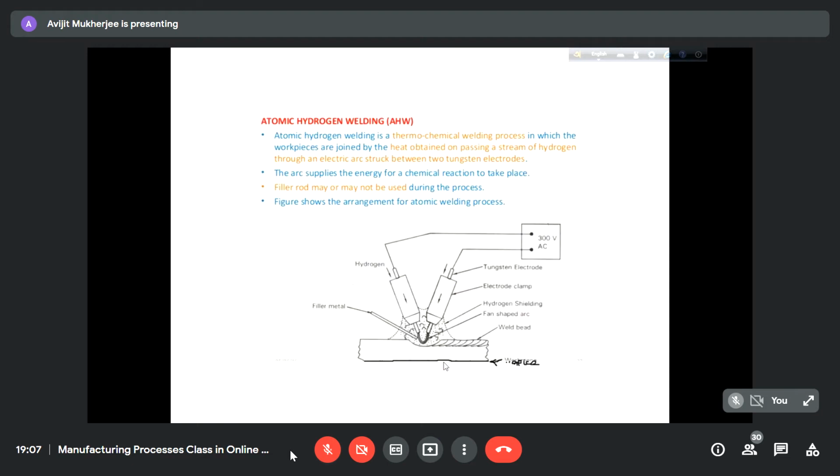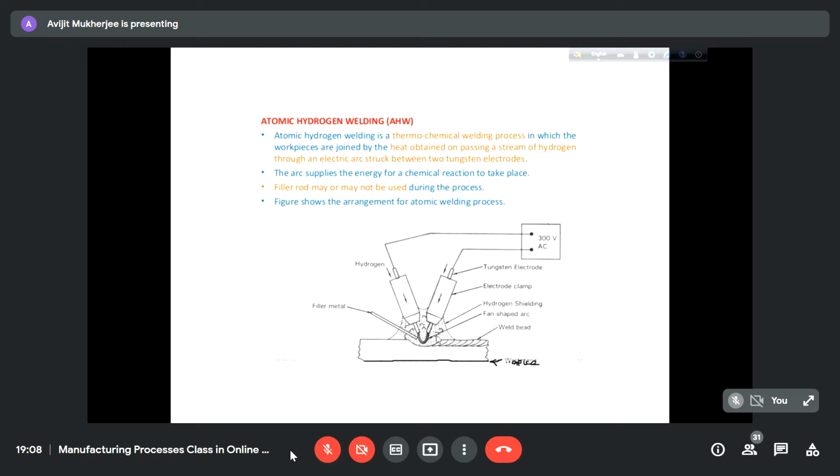Atomic hydrogen welding is another advanced welding technique, where all of this is nothing but providing the heat source. Atomic hydrogen welding is thermochemical, both thermal as well as chemical reaction is taking place. Now how is heat obtained here? Heat is obtained by passing a stream of hydrogen through an electric arc struck between two tungsten electrodes.